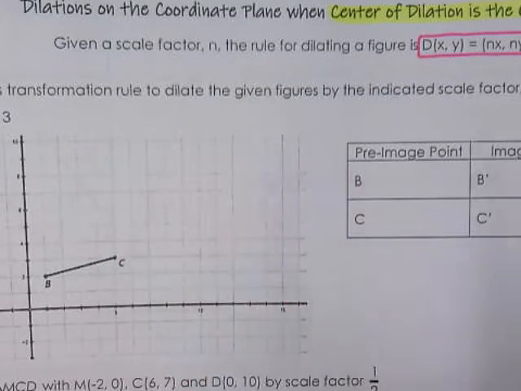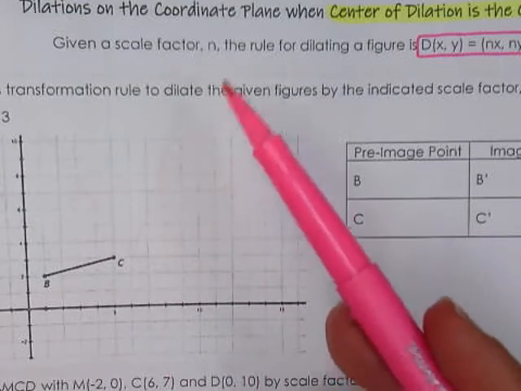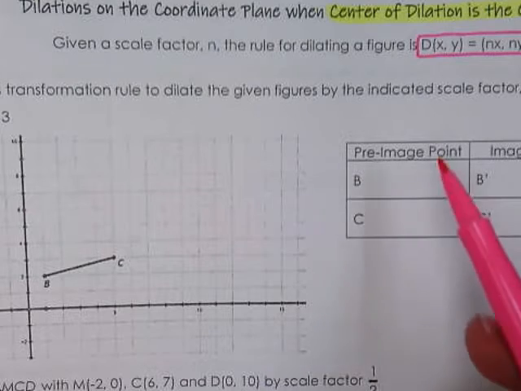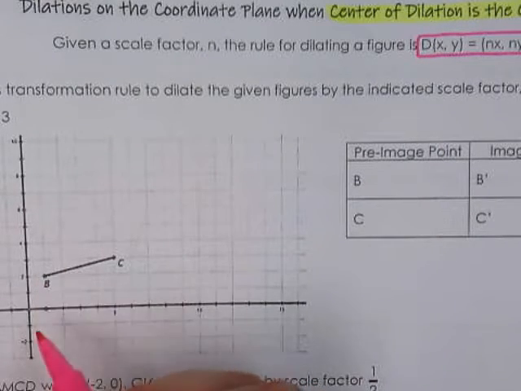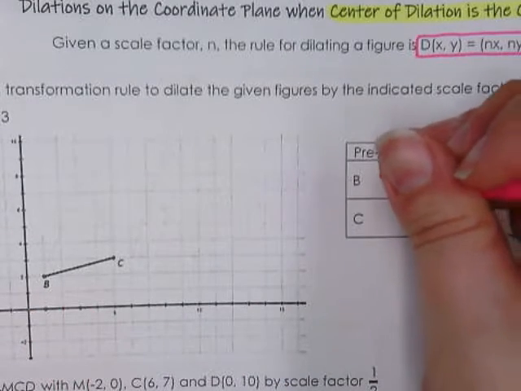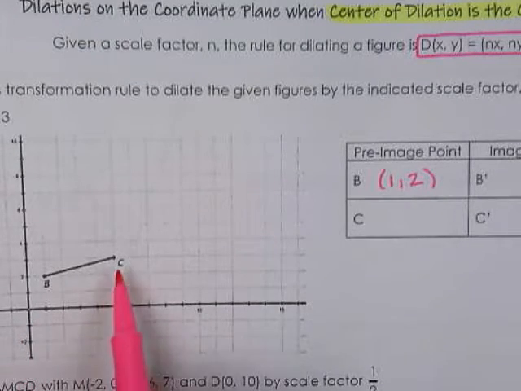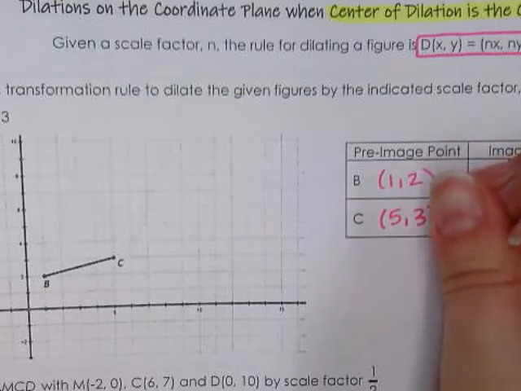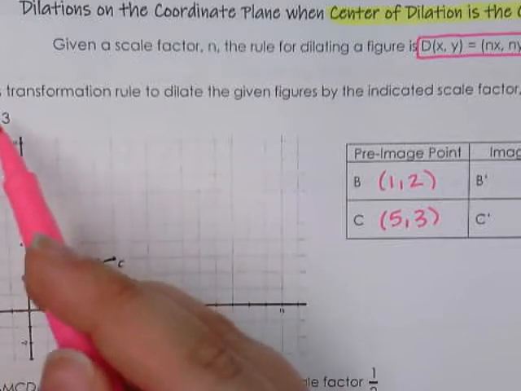Here in number 1, we're given this line segment BC, and we want to dilate it with a scale factor of 3. First thing I want to do is find the ordered pairs of the pre-image. So here we have our pre-image point B, which is at (1, 2). And then we have the pre-image point C, which I go over 5, up 3. So that's at (5, 3). Now our scale factor is 3.